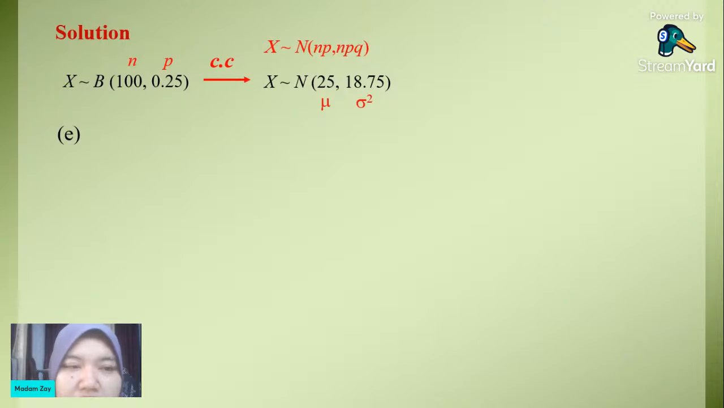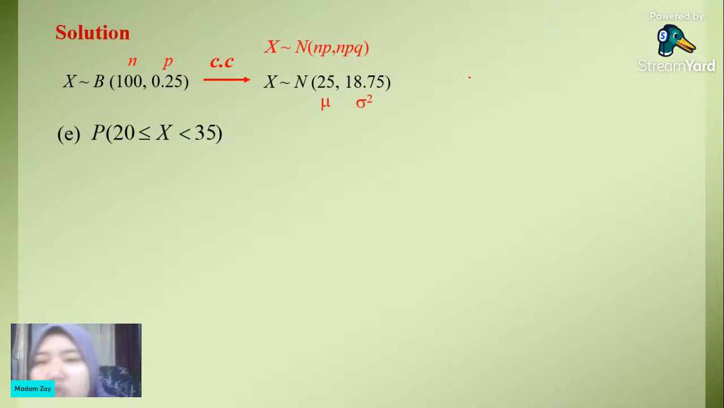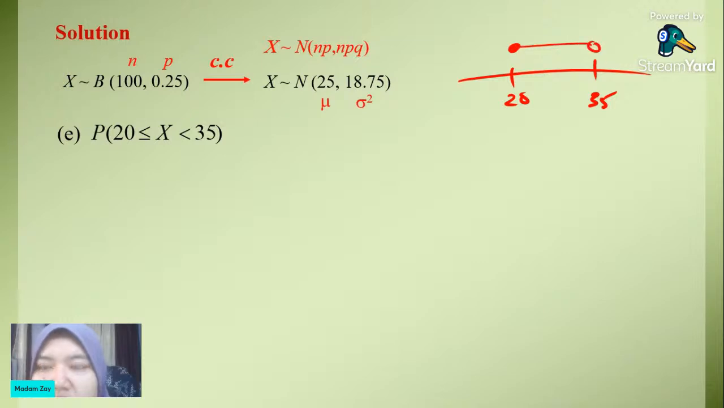We have X is a binomial with 100 and 0.25 as the parameters. The same thing, but we want to find the probability of X from 20 to 35. 35 is not included. So on the number line, 20 to 35. 20 is included, 35 is not. So for 20, we need to hug it from the outside because it is included, it is our family. 35 is not included, so we cut the ties.